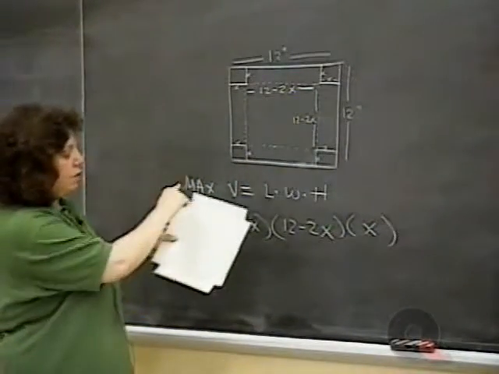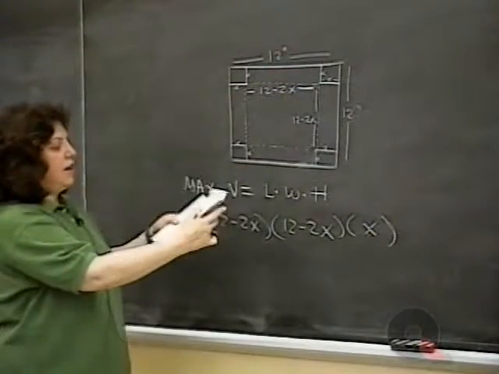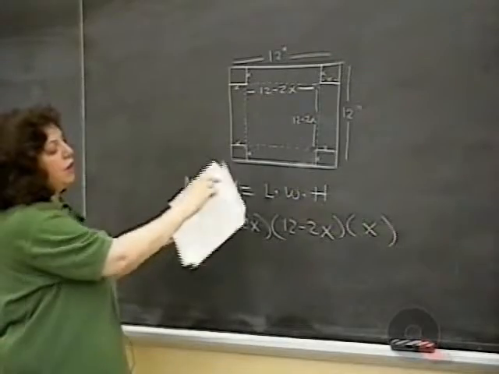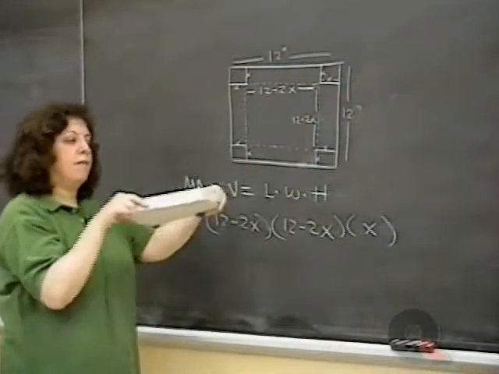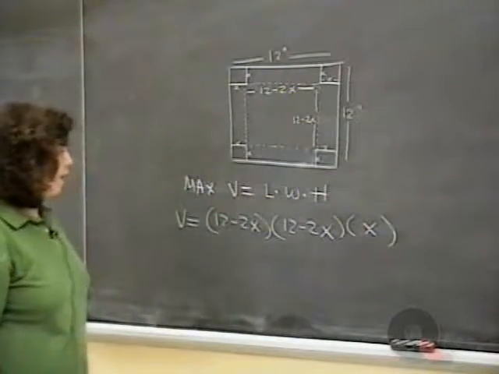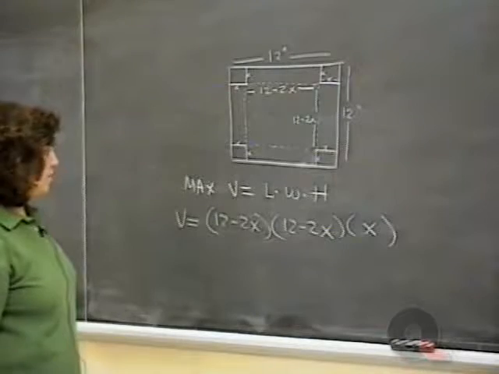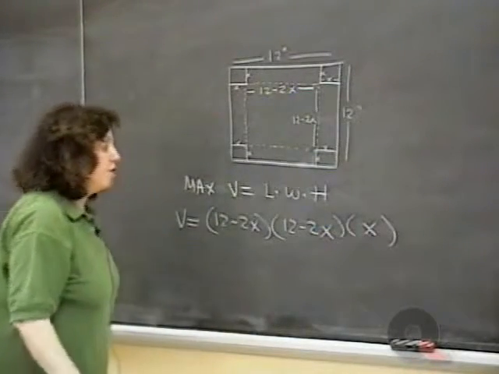Think of it again, 12 inches on a side. Take out the x and the x. The length is 12 minus 2x, the width also 12 minus 2x, and the x that you cut out folds up and becomes the height of the box. So now we have our typical problem. We want to maximize a function v that's a function of only one letter.